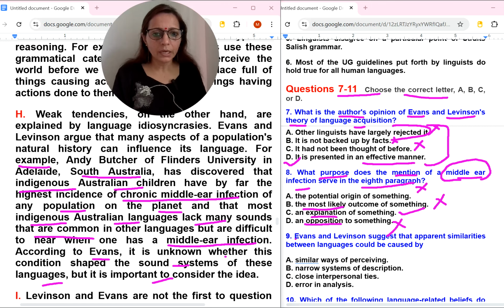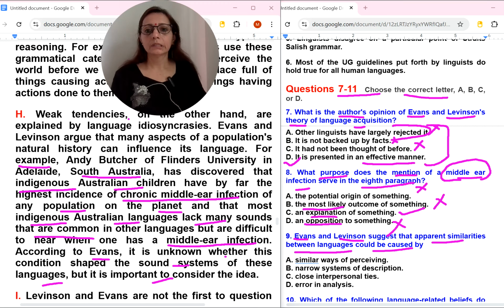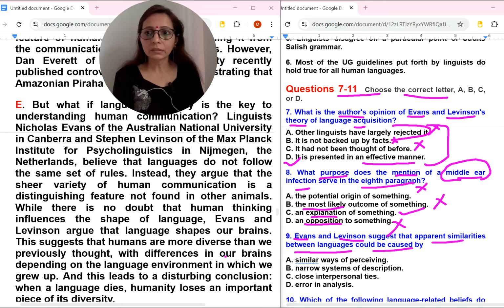Now 9th number. Evans and Levinson suggest that apparent similarities between languages could be caused by. Everywhere Evans and Levinson. Okay, but in I paragraph again Evans is given. Apparent similarities between languages could be caused by. Let's find in another paragraph. Okay, so in E paragraph you can see this apparent similarity. So Evans and Levinson suggest, what they have suggested, that I am looking for. So here they are talking about Evans.